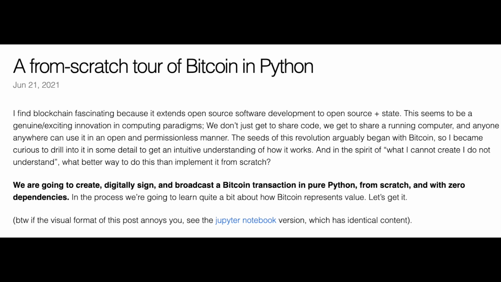Who knows what the future holds for this technology? One thing's for sure, it's going to be exciting to watch it unfold.